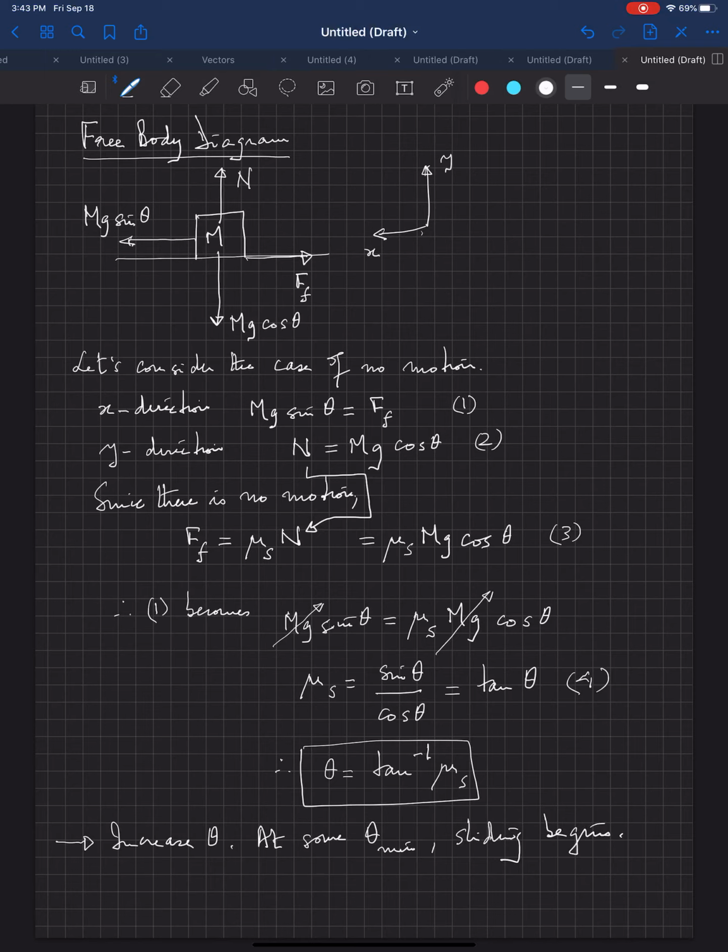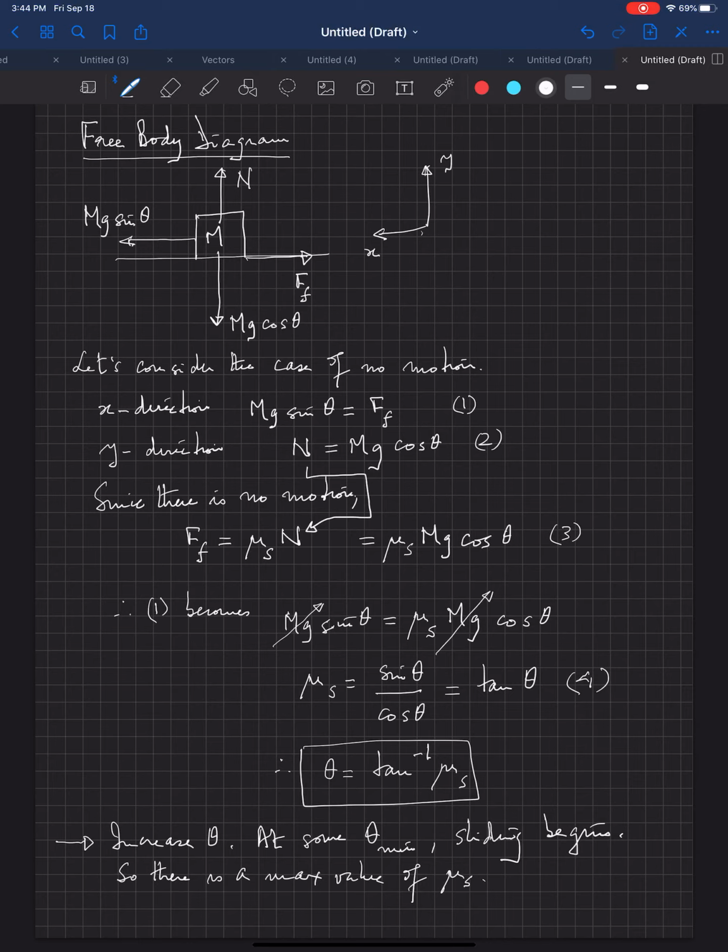Okay, and so there's a maximum value for the coefficient of static friction. All right, so let's write that down. Because it increases with increasing theta, and at a certain critical theta, the sliding begins. So there is a maximum value of mu s.